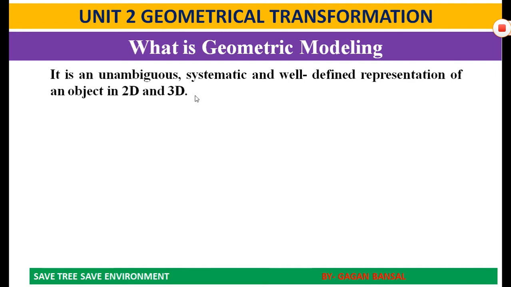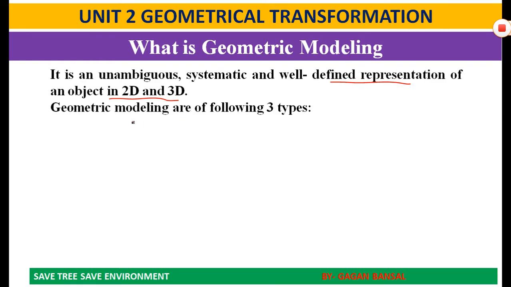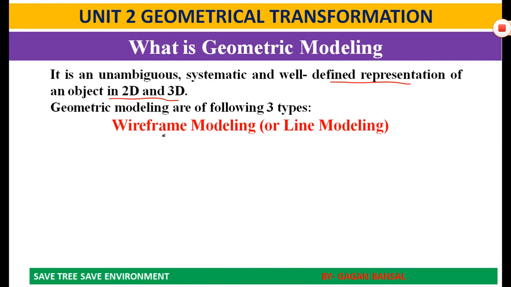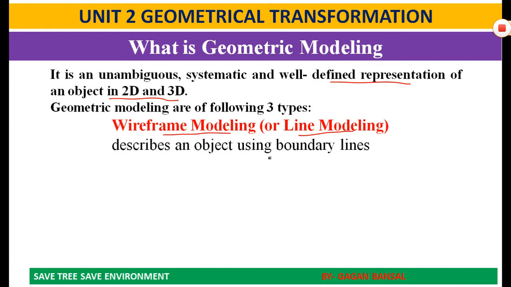It is an unambiguous, systematic and well defined representation of an object in 2D and 3D. Geometric modeling is of the following three types. First is wireframe modeling or line modeling. By the name it is defining many things. So it describes an object using boundary lines.